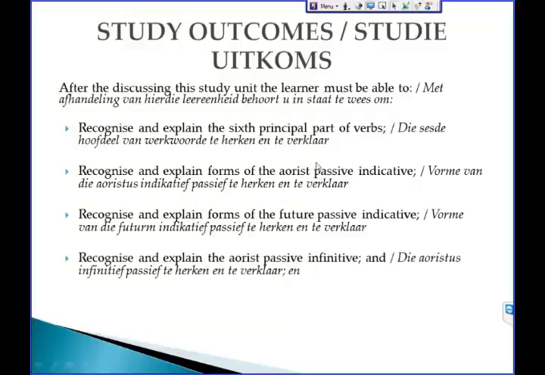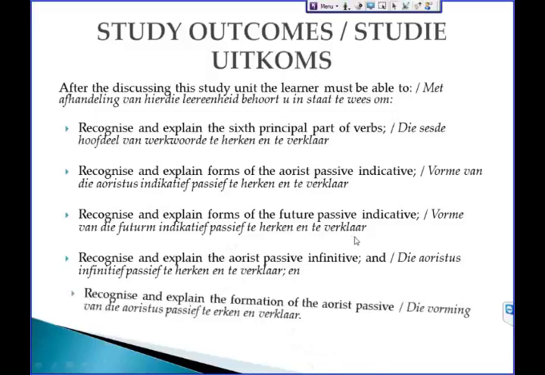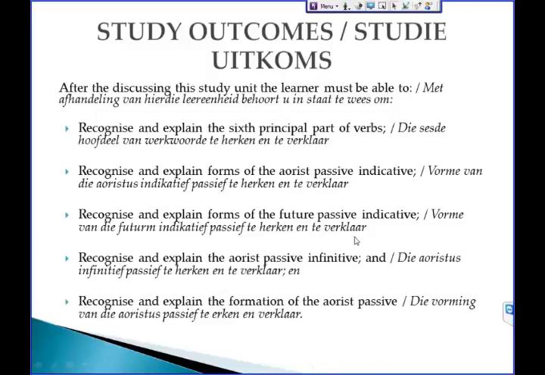Okay? And then second last, recognize and explain the aorist passive infinitive. I will refer you to the book. And lastly, to recognize and explain the formation of the aorist passive. Now, this might sound like I'm wasting time in telling you this every week in and week out. I really need you to work on this. Recognition, and explaining. That is very, very important at this basic level.